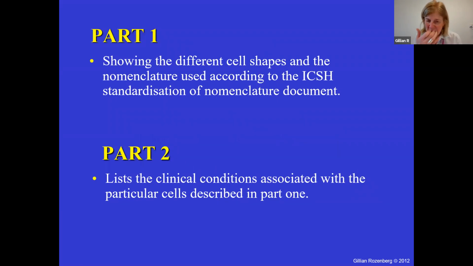So red cell nomenclature is divided into two parts. Part one will show you the various shapes of the red cells and also the nomenclature which should be used to describe these red cells. The red cell nomenclature comes from the guidelines produced by the ICSH, which is the International Council for Standardization of Hematology, which you can find online. And the second part will list the clinical conditions associated with the particular red cells described in part one.